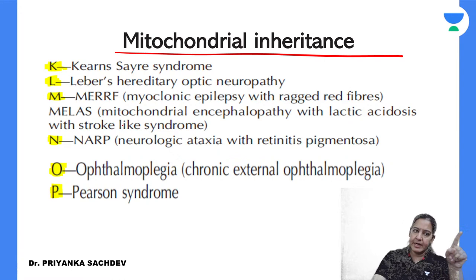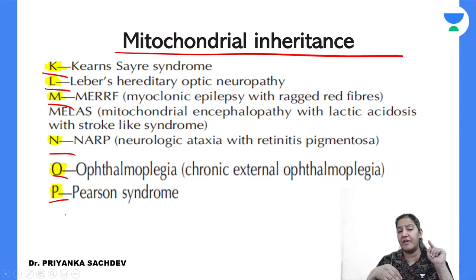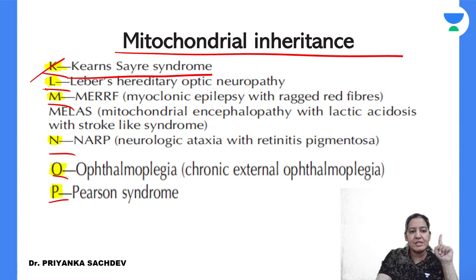Now there is a mnemonic for that. The mnemonic is KLMNOP. You know in ABCD the alphabets, so it is in continuation. ABCD, EFGH, IJ, K, KLMNOP. K stands for Kearns-Sayre syndrome. L stands for Leber optic neuropathy.